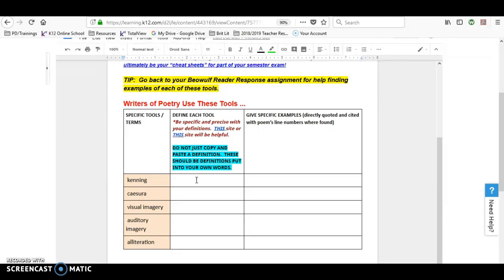Once you've done that, you are going to go back to Beowulf and find direct quotes and cite them that give you specific examples of kennings and all the other definitions that we have here on this assignment. You're going to need to quote them and cite the line numbers where you found them.